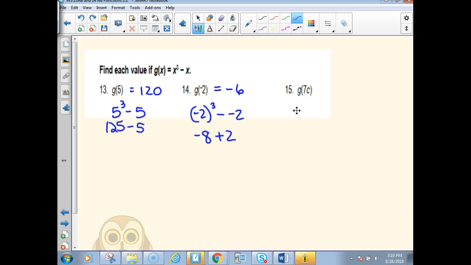And 7c, we're going to cube the 7c and subtract 7c. So on your calculator, I'll show you how to cube a number if you don't know.